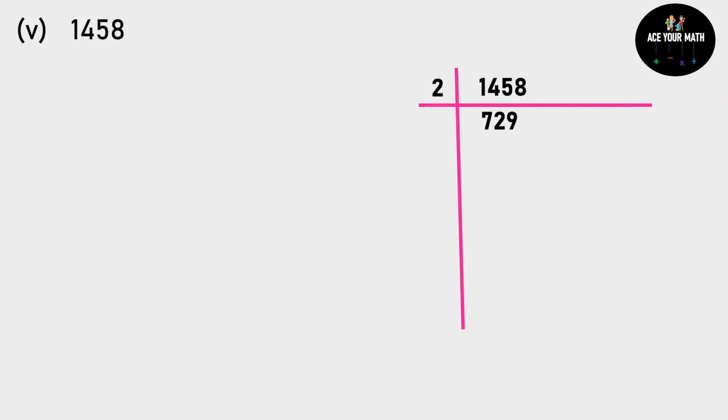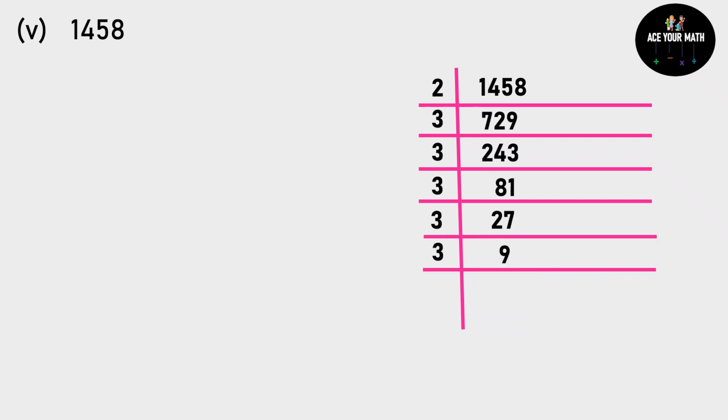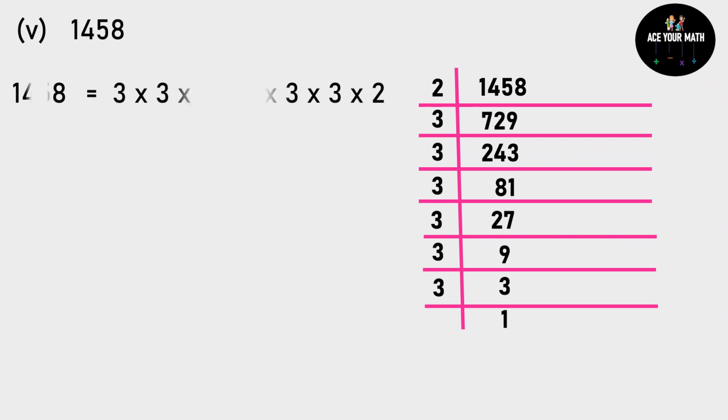So the next number is 1458. Now let's find its prime factors. Divide it by 2. We get 729. 729 on dividing by 3, you get 243. 243 on dividing by 3, you get 81. 81 you divide by 3, you get 27. 27 is divisible by 3, you get 9. 9 on dividing by 3, you get 3. And at the end, you will divide 3 by 3 and you get 1 as the answer. So it can be written as the product of all these prime factors.